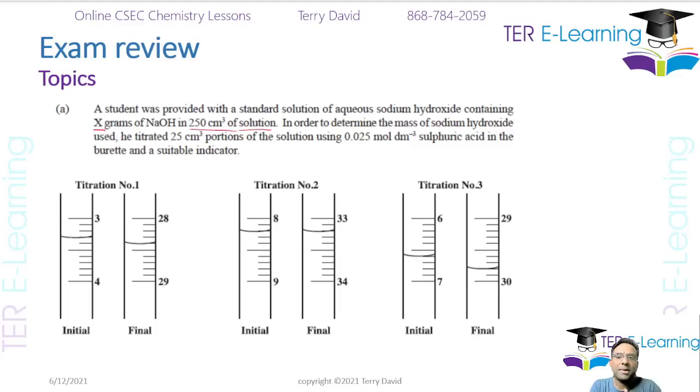In order to determine the mass of sodium hydroxide used, he titrated 25 cm cube portions of the solution with 0.025 mole per dm cube sulfuric acid and a suitable indicator. Now, what they've done here, they've given us pictures of our burette. So you see you have initial reading, final reading, initial reading. So they did the titration 3 times. Typically, that's what we do with a titration. We do it more than once.